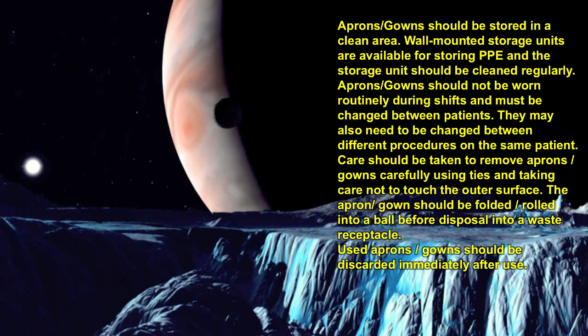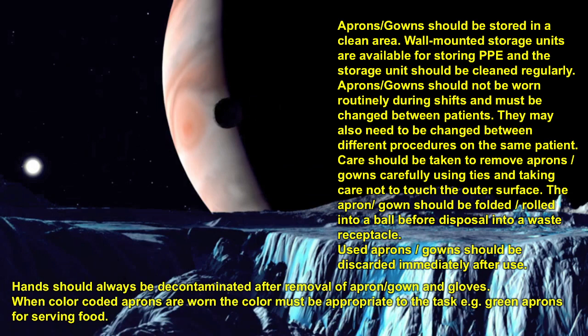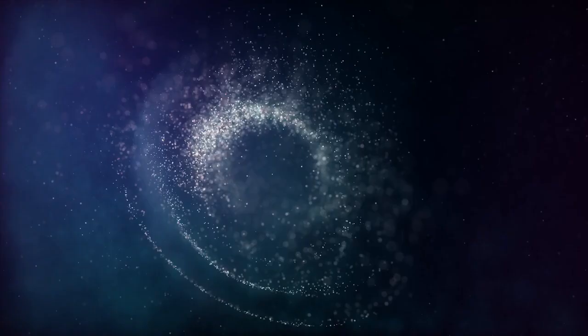Care should be taken to remove aprons/gowns carefully, using ties and taking care not to touch the outer surface. The apron/gown should be folded/rolled into a ball before disposal into a waste receptacle. Used aprons/gowns should be discarded immediately after use. Hands should always be decontaminated after removal of apron/gown and gloves. When color-coded aprons are worn, the color must be appropriate to the task, e.g. green aprons for serving food.